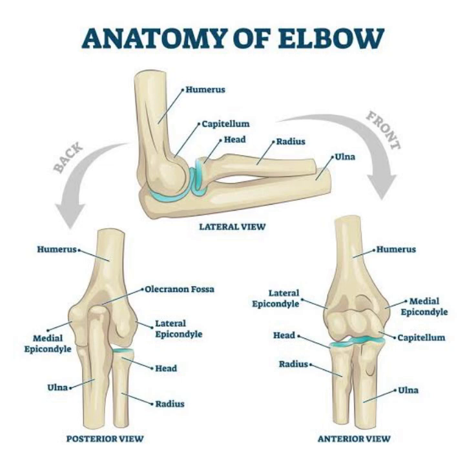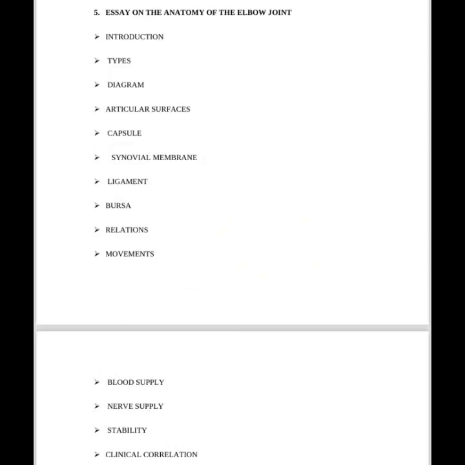So we'll be moving into the elbow joint. We'll be following our usual outline for that joint: the introduction to the joint, the types of the joint, the articulating surfaces, the fibrous capsule, the synovial membrane, the ligaments, and so on and so forth. So we'll be doing it step by step.